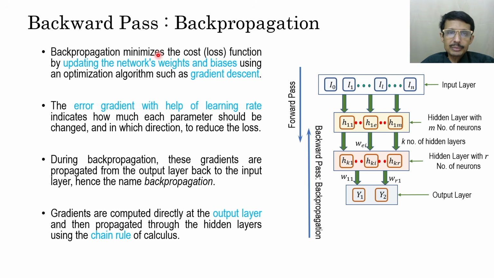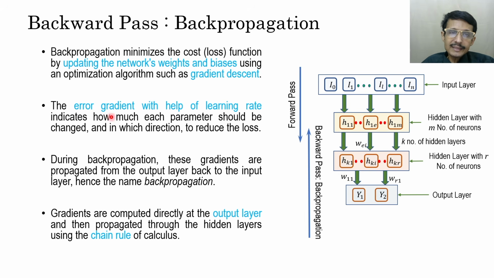So backpropagation minimizes this loss by updating the network's weights and biases using an optimization algorithm such as gradient descent. So this is the basic way of backpropagation for training this neural net. One thing we understand: the forward propagation is in this direction, input to output, but backpropagation is in the reverse direction, output to input.